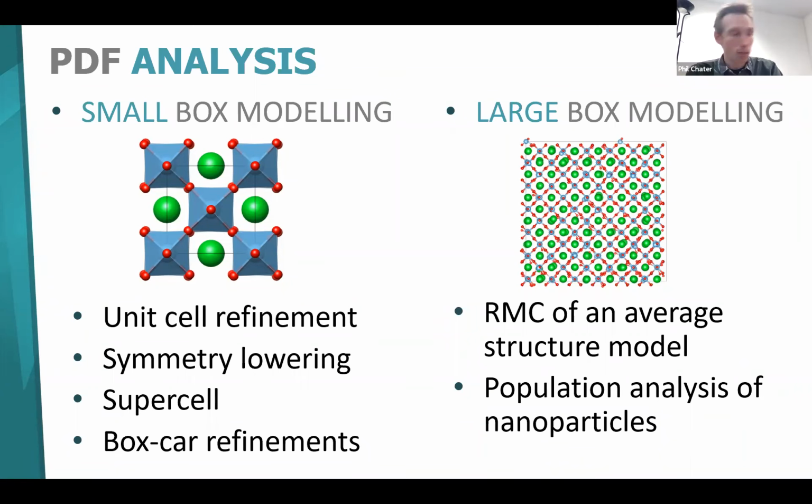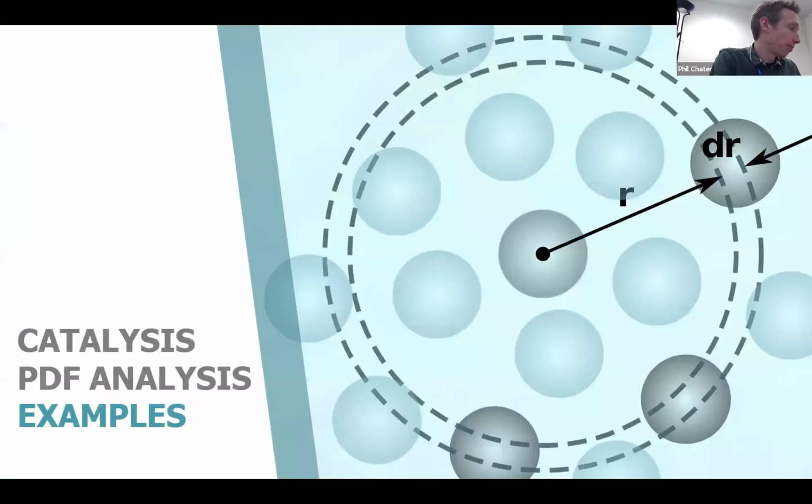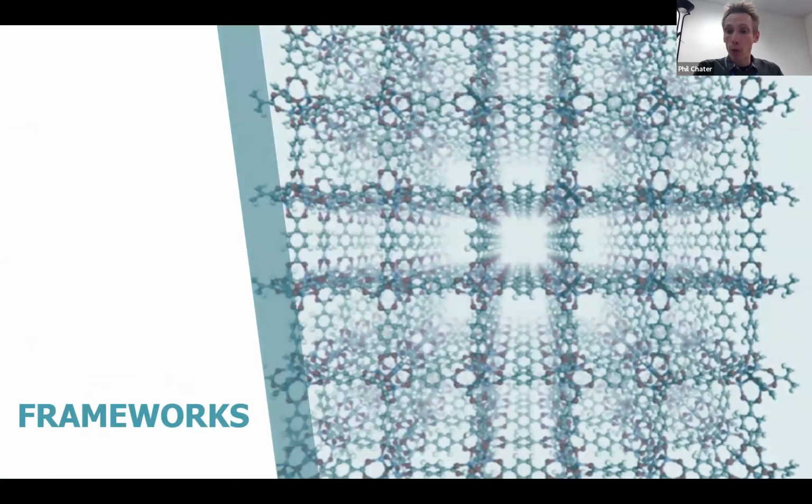Okay, so I'm just going to move on now to some examples of PDF analysis as applied to catalysis systems. So, framework materials, I believe, are fairly commonly used in the types of work that you do. And by frameworks, I mean things like MOFs and zeolites.